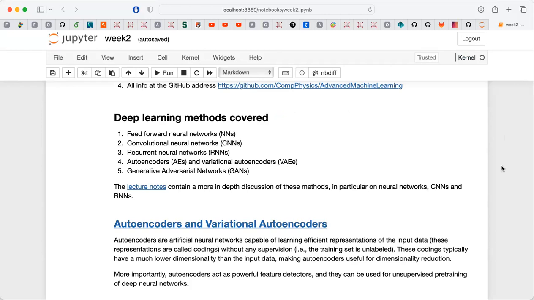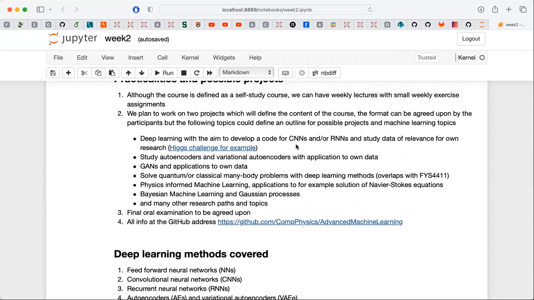And that's also another possibility. And then clearly there are many other options. So if we develop a code for convolutional neural networks, like last year, we had a group of 6 people from high energy physics, which looked at the Higgs challenge, which is a very interesting case. And you can actually enter competitions and see if you can improve the data analysis from CERN with your own convolutional neural network or other machine learning methods.